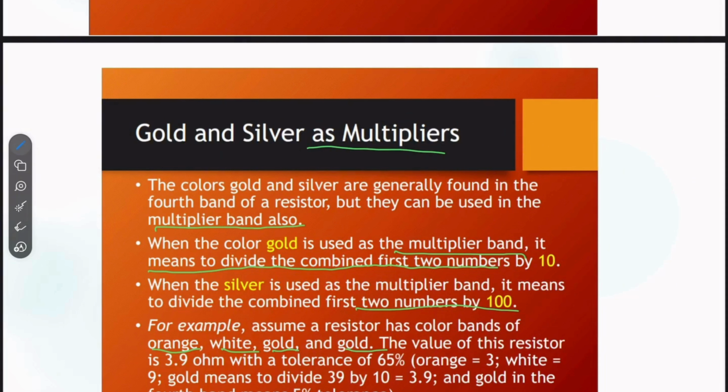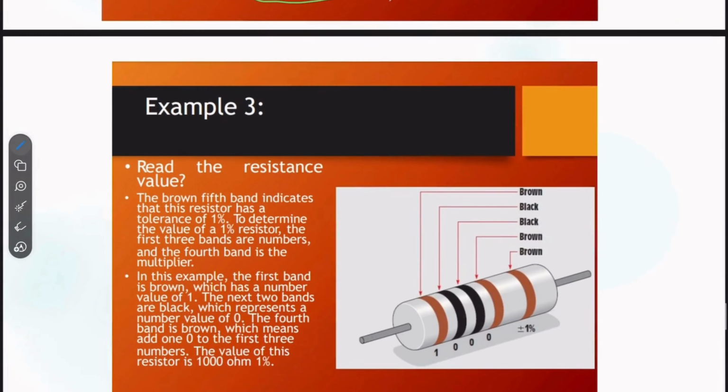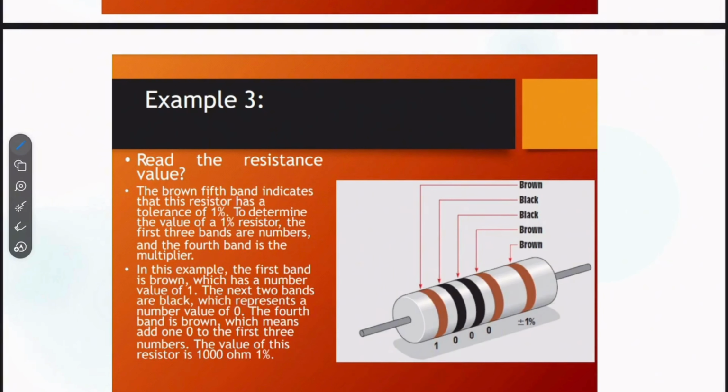The value of this resistor is 3.9 ohms, with a tolerance of 5%. Orange is 3, white is 9. Gold means to divide 39 by 10 equals 3.9, and gold in this fourth band means 5% tolerance. So let's look at this example, read the resistance.